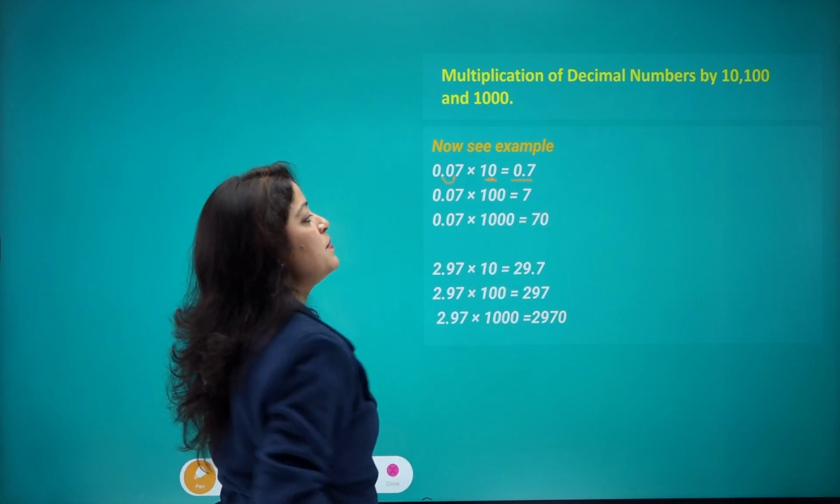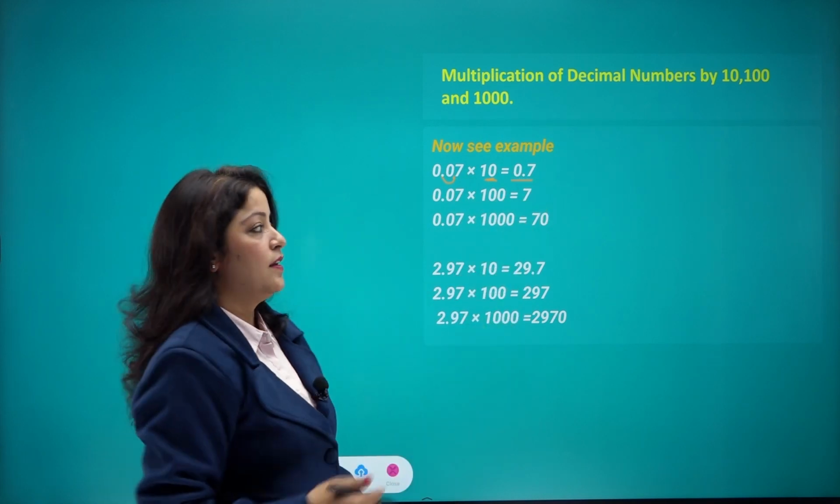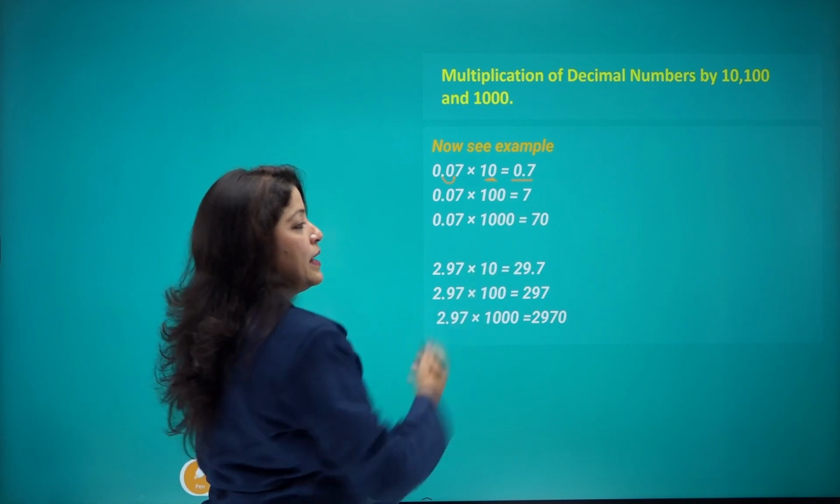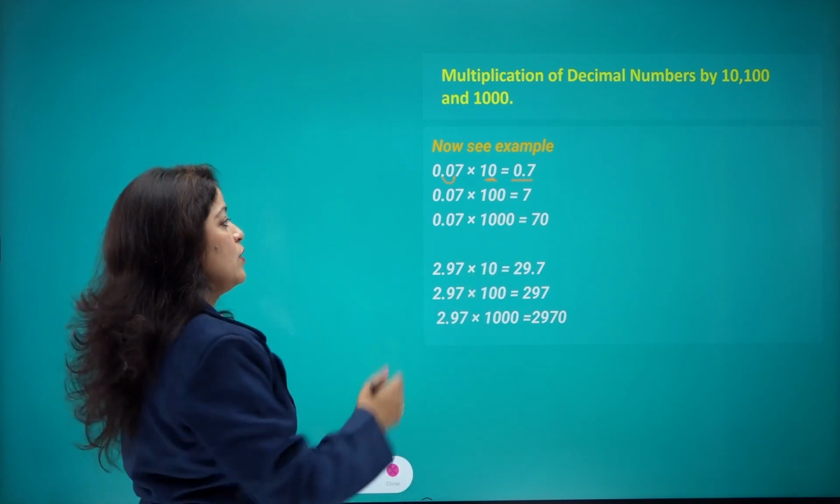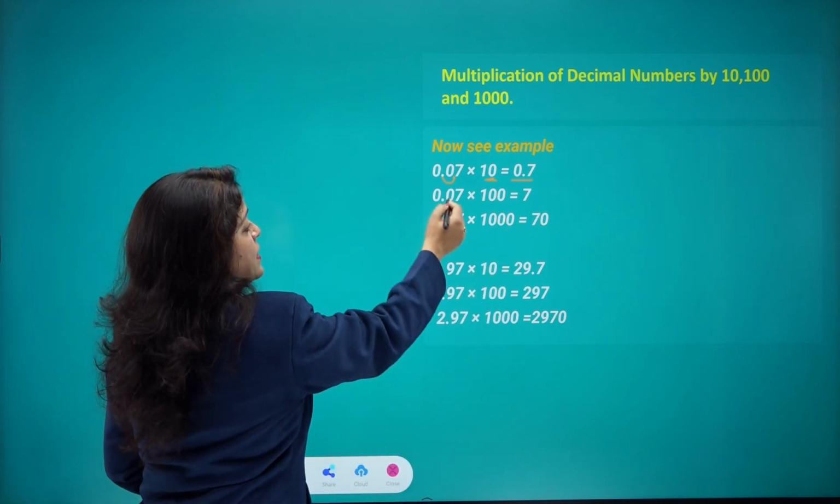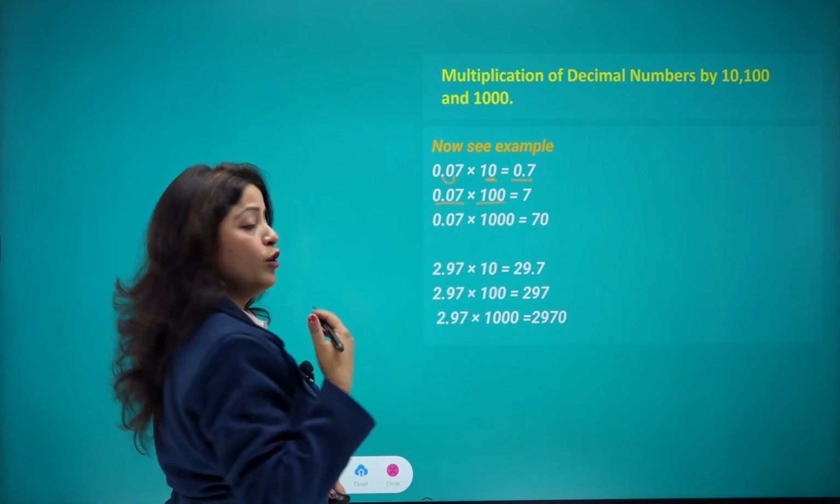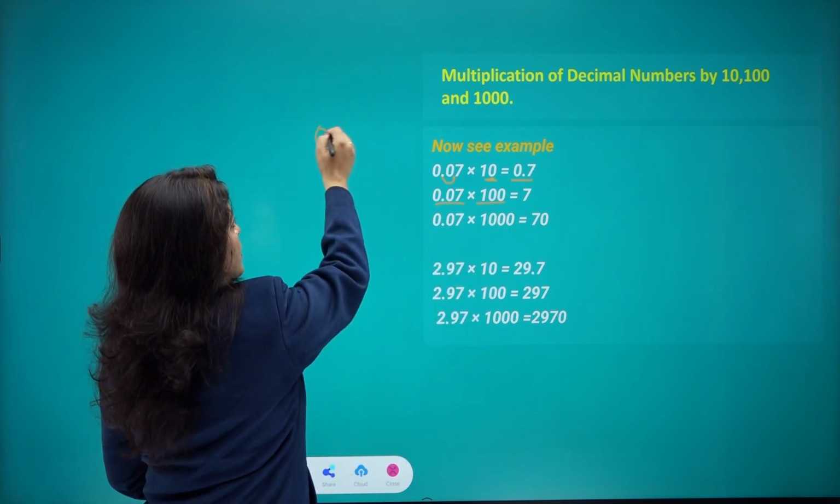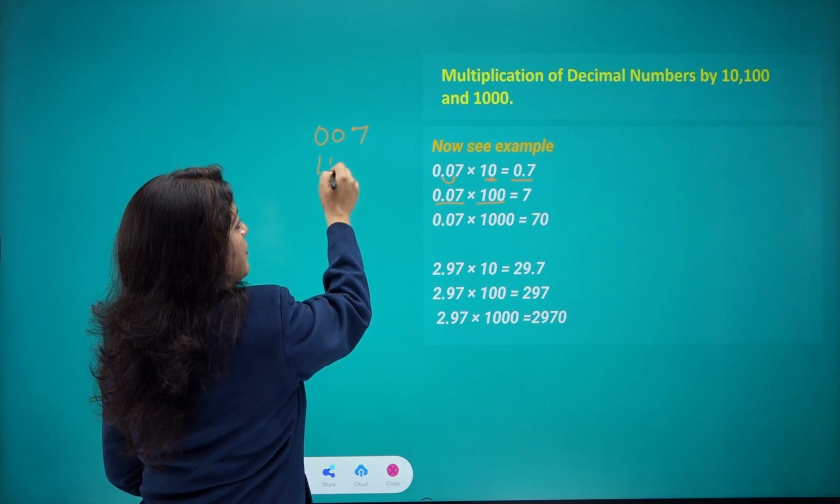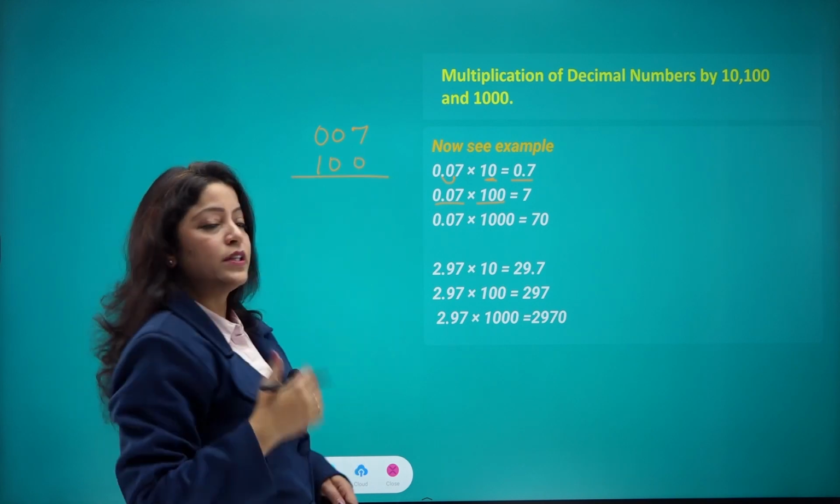So the number becomes 0.7. Similarly, if we have to multiply by 100, just in simple way we can also do, like if 7 is multiplied by 100, what we do? We just ignore the decimal and multiply the number. So here what is the answer?